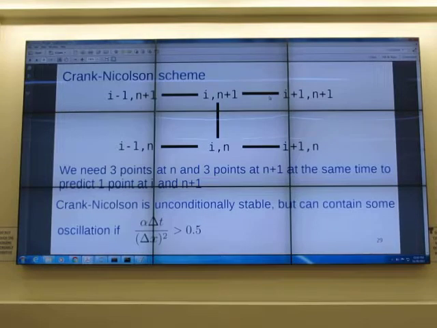Okay. So you use 3 points in the future linked with 3 points in the past, right? And it's unconditionally stable, but can contain some oscillation if you don't satisfy the CFL condition. Okay.